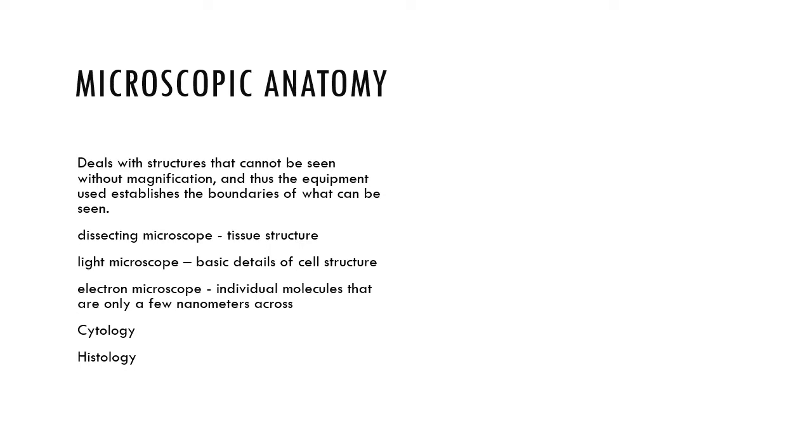But now that we have a dissecting microscope, we can go ahead and see the different tissue structures. Now with the light microscope, we're able to see the actual cells that make up that tissue. So that was another advancement in microscopic anatomy. And now that we have the electron microscope, we can see individual molecules that are only a few nanometers across. So we can actually look into the cell and see how they function within that small space. The study of looking at the anatomy of cells is called cytology. And when we look at the anatomy of tissues, or basically how cells interact with one another, that's known as histology.